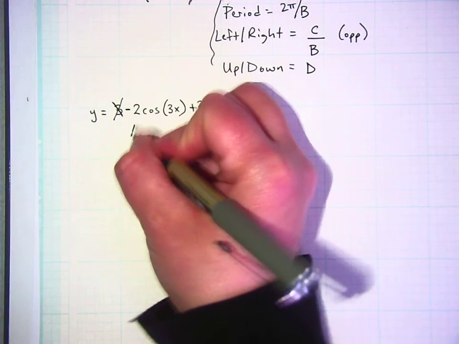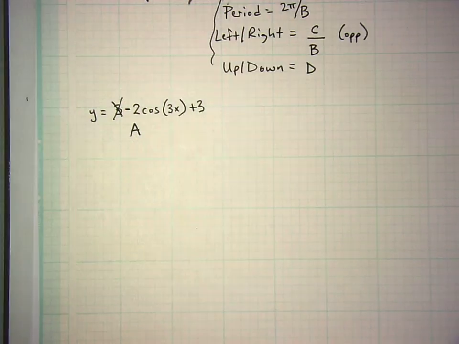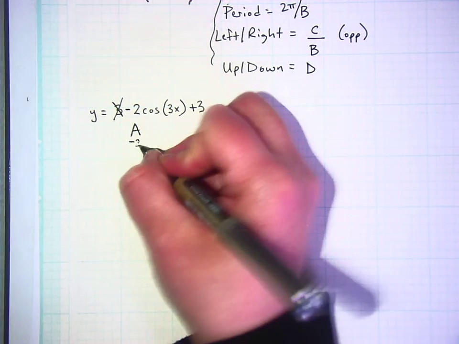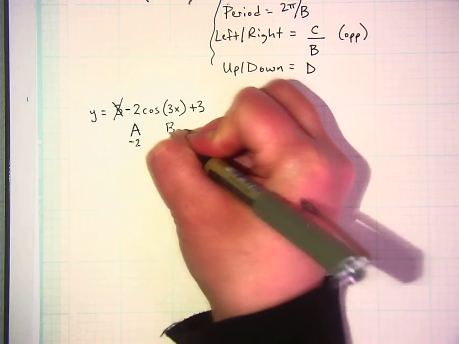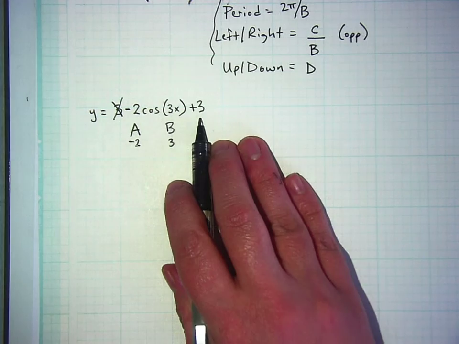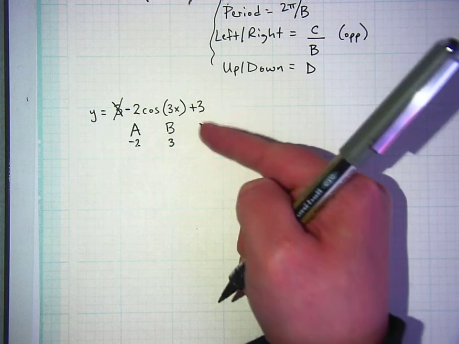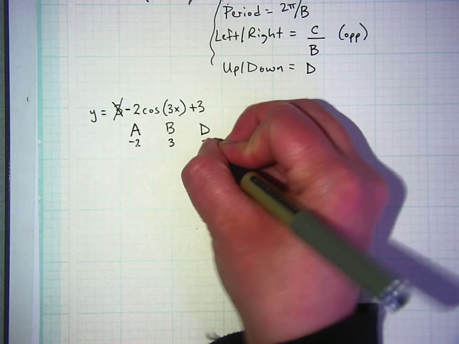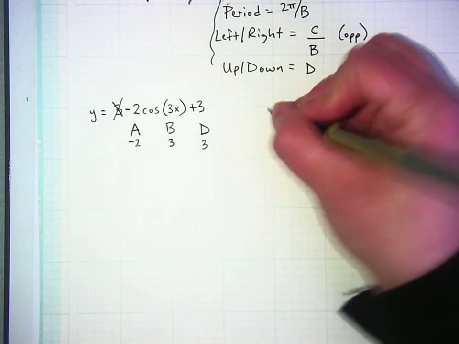So what's A? A is negative 2. Make sure that you understand A is negative 2. What's B? 3. B is 3. And what's this? That's D. C would be inside the parentheses. This one is not.